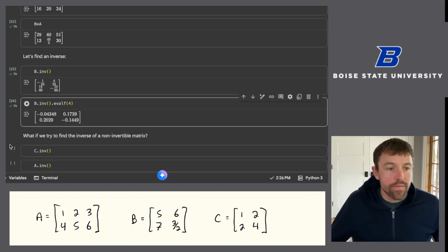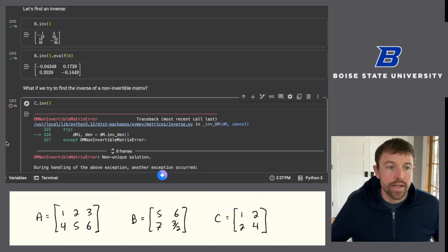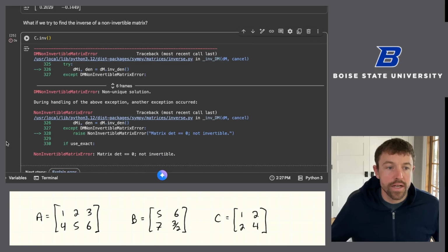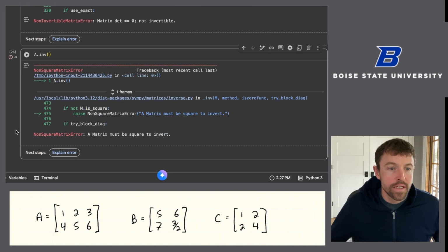All right, really quick, the final thing to show is what happens when we try to find inverses of things that aren't invertible. Here, if we try to take a singular matrix, it tells us that the determinant is equal to 0, which is a nice error message. And here, if we try to take the inverse of a non-square matrix, it tells us that a matrix must be square to invert.